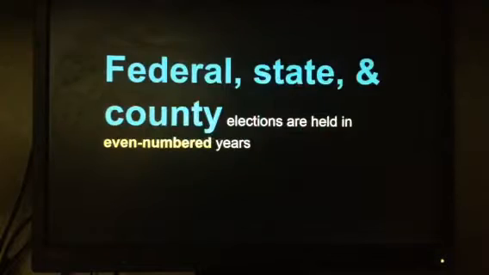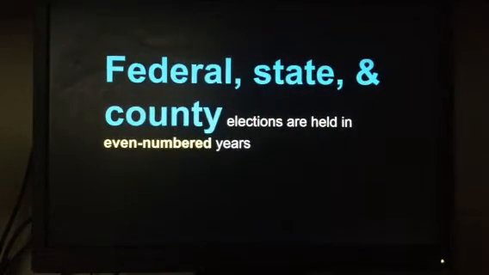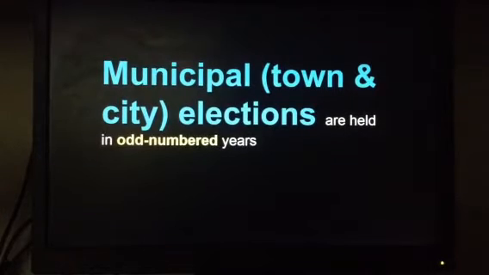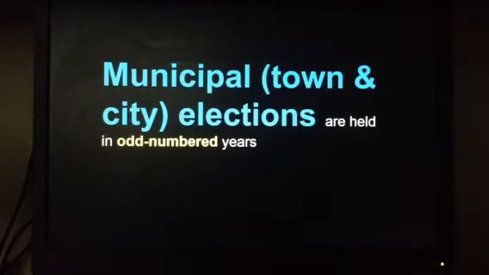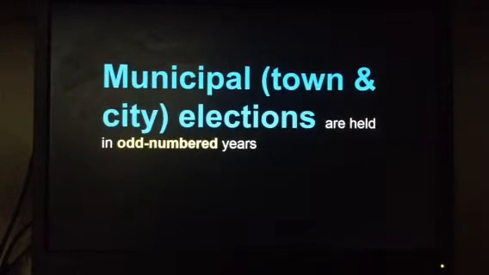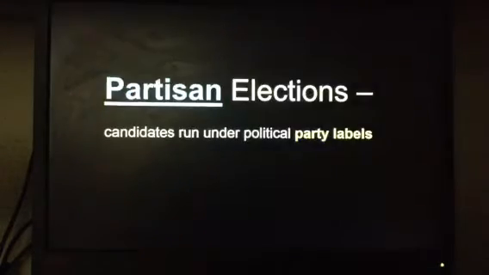Types of elections. Federal, state, and county elections are held in even-numbered years. Municipal elections, that would be town and city, like the Cary Town Council or the Raleigh City Council, are held in odd-numbered years. School board elections vary, some even, some odd.